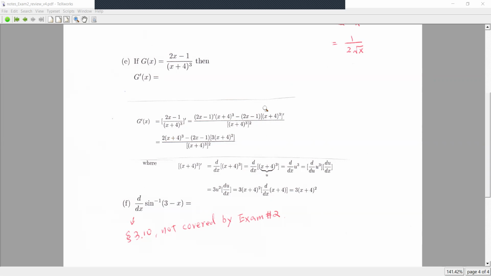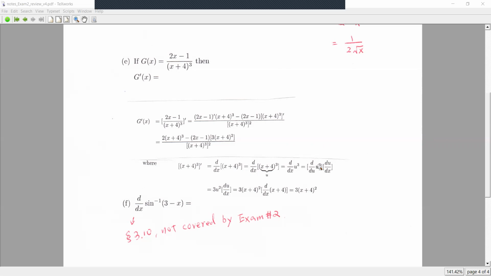To compute this derivative, I need the chain rule. I simplify the function by introducing a u. I let u be x plus 4. Then x plus 4 to the third becomes u to the third. Now, apply the chain rule to this derivative. I write this derivative as the product of these two derivatives by inserting du to the bottom and du to the top.